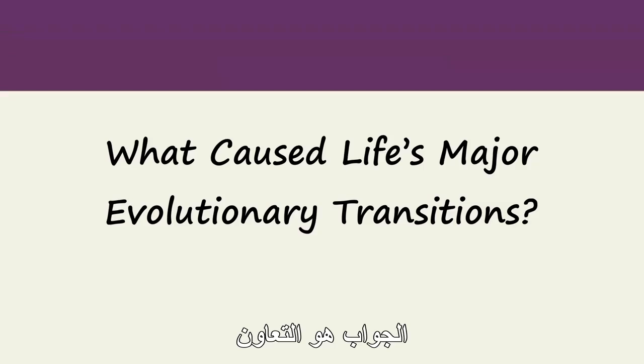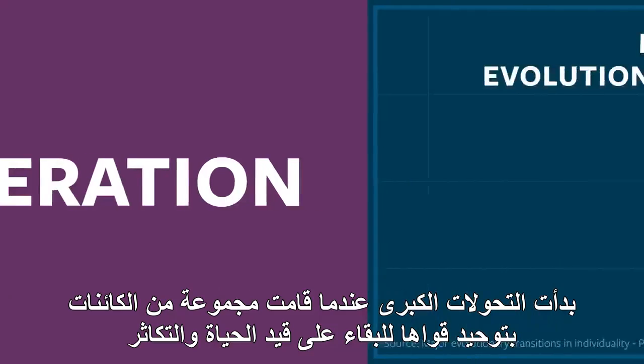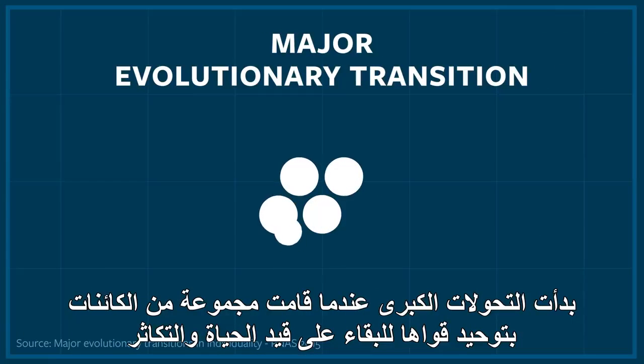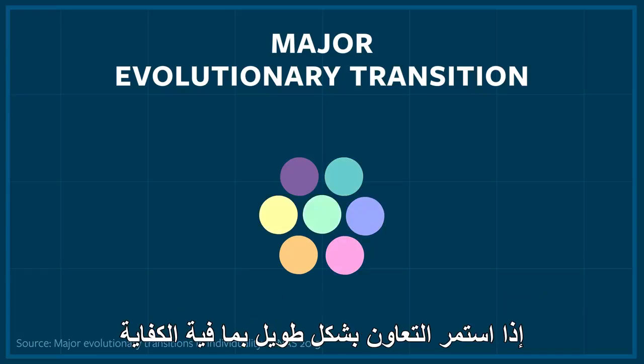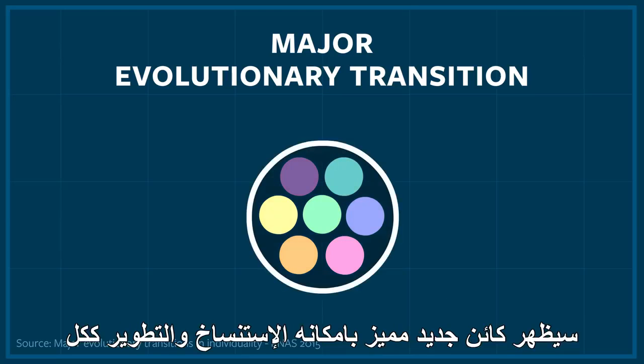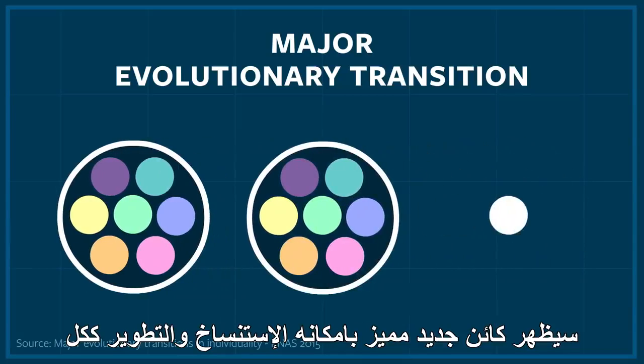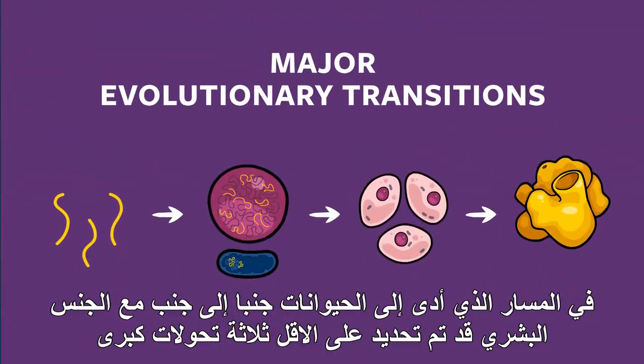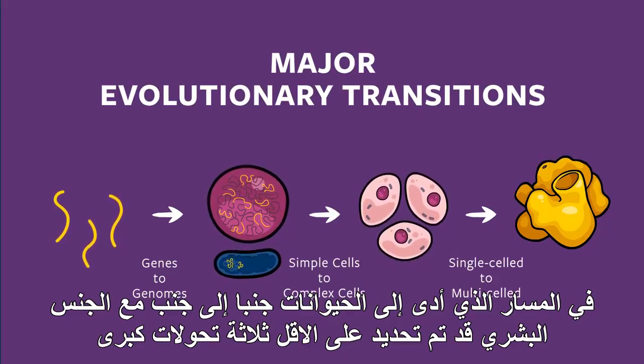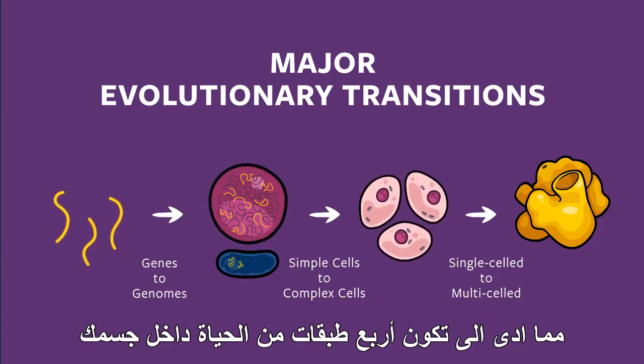The answer is cooperation. Major transitions begin when a group of organisms join forces to better survive and reproduce. If cooperation continues long enough, a new superorganism may emerge, one that can then go on to reproduce and evolve as a whole. In the pathway that led to animals, along with humankind, at least 3 major transitions have been identified, resulting in 4 layers of life within your own body.